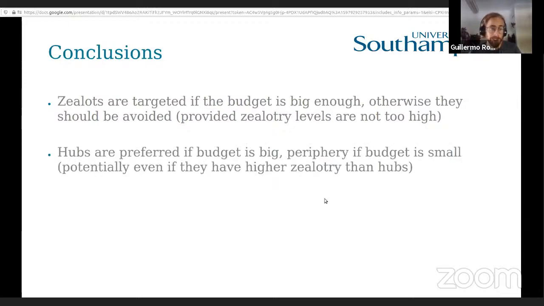Second, we have seen that targeting hubs or periphery nodes is related to the budget or the level of Zealotry. So with a high budget, go for hubs; with a low budget, go for periphery nodes.